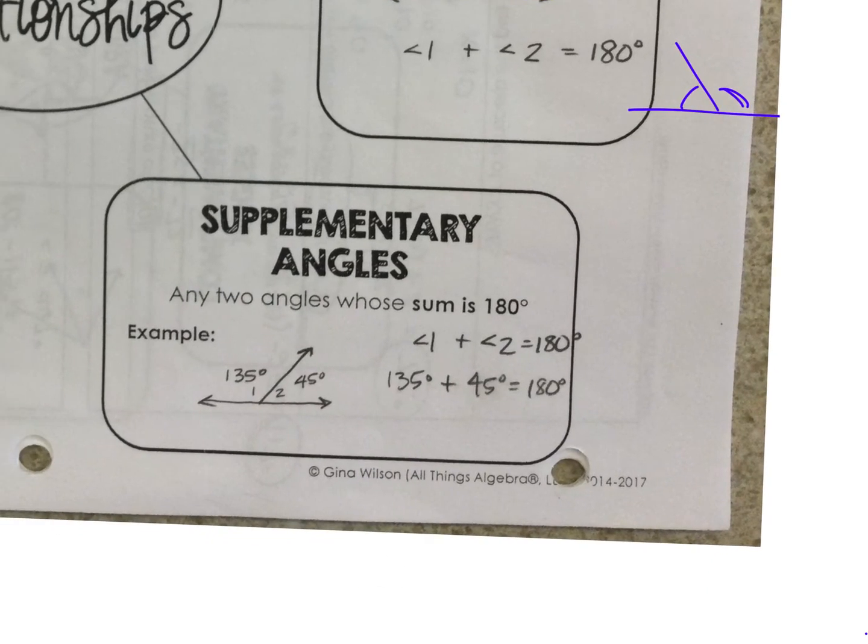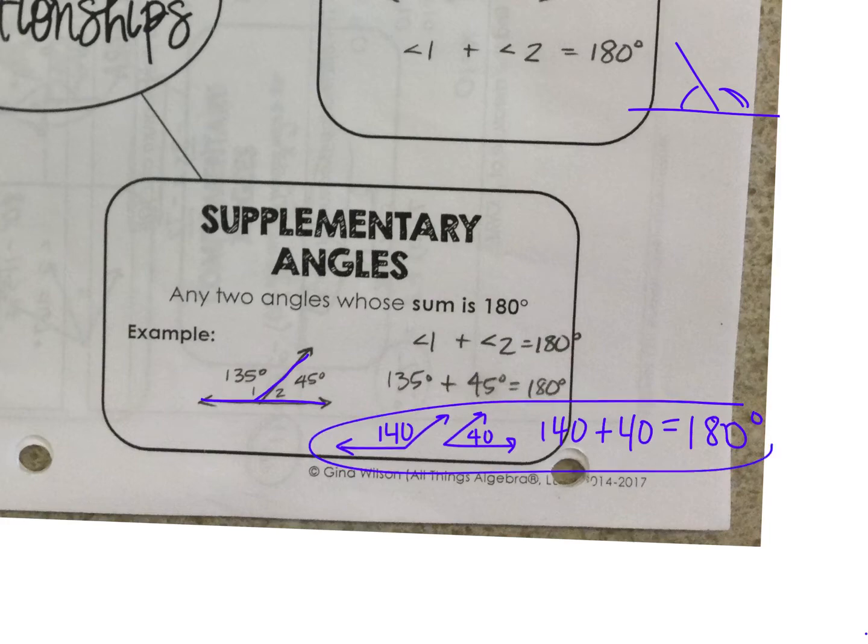Supplementary angles always add up to 180. So here I have my straight line, and I know that 1 and 2 have to add up to 180 because they're on a straight line. Sometimes they'll just be like this next to each other, and they'll have to have numbers in them. 140 and 40. 140 plus 40 equals 180. So these guys are supplementary too.